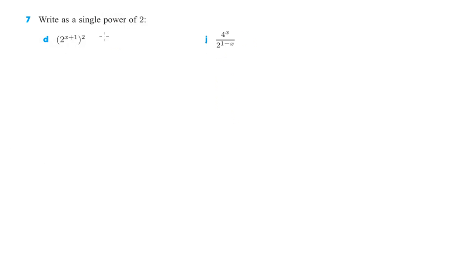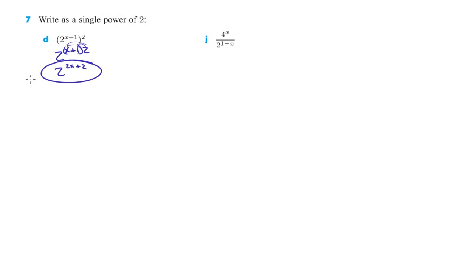Number 7, write as a single power of 2. 2 to the x plus 1 squared. Okay, so I've got a power raised to a power. So this is going to be 2 to the x plus 1 all times 2. So really this 2 is going to get distributed to both of those pieces. So it's going to be 2 to the 2x plus 2.